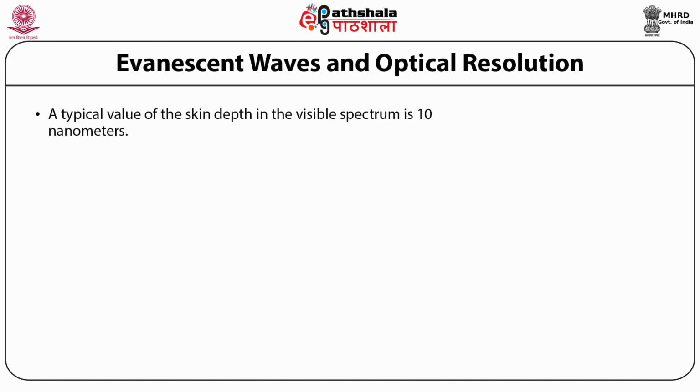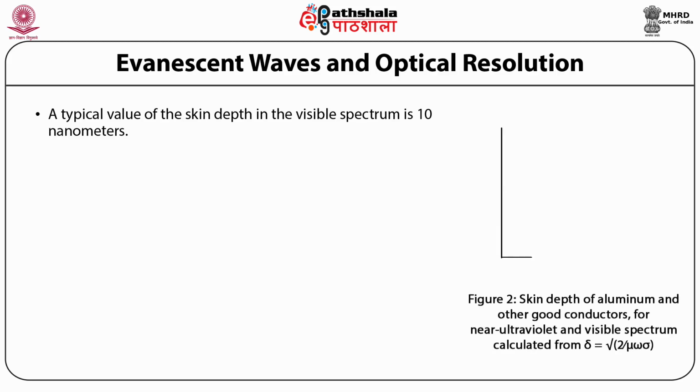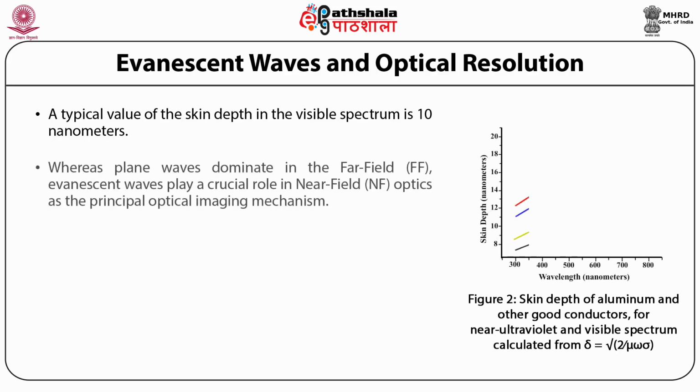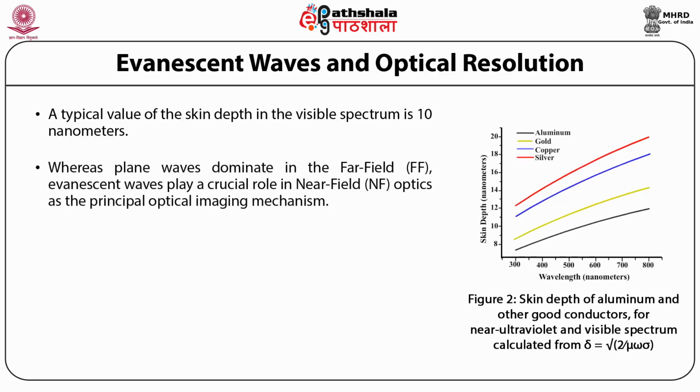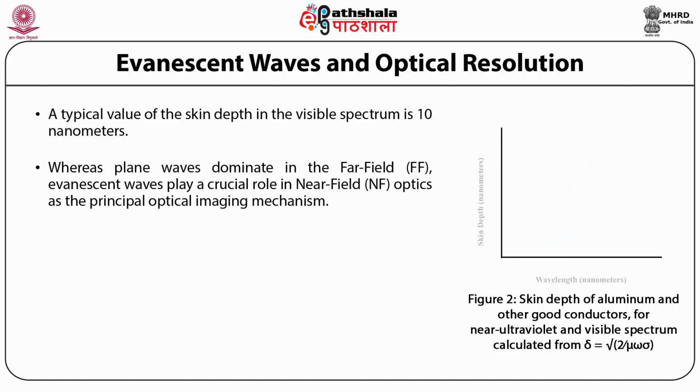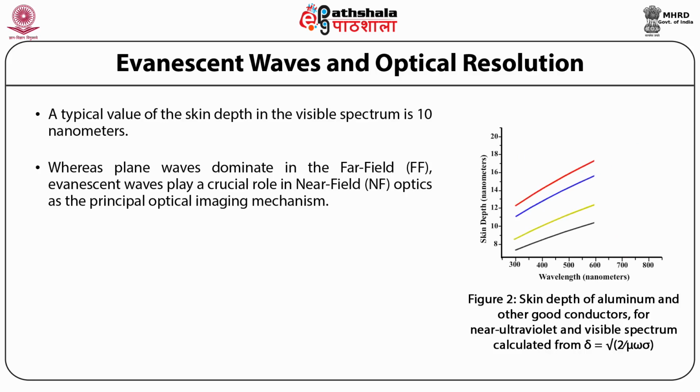A typical value of the skin depth in the visible spectrum is 10 nanometers, which can be seen in figure 2 as shown. Whereas plane waves dominate in the far field, the evanescent waves play a crucial role in near field optics as the principal optical imaging mechanism.